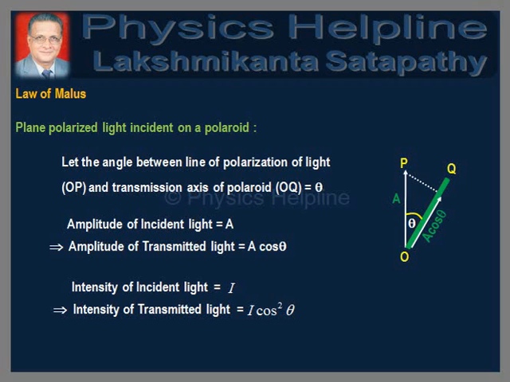Then it is clear from the figure that the amplitude of the electric vector transmitted by the Polaroid is equal to A cos theta. Now, intensity is directly proportional to the square of the amplitude. Therefore, if the intensity of the incident wave is equal to I, then that of the transmitted wave is equal to I cos square theta.